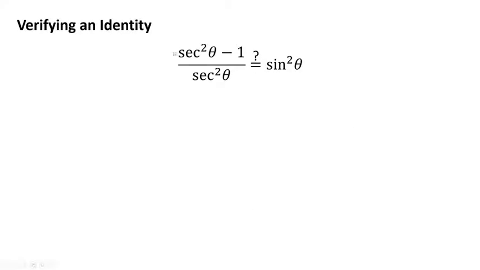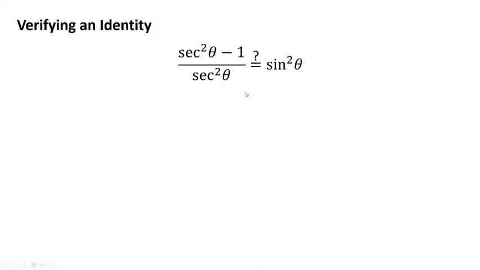So the thing is that when we're trying to verify an identity here, I'm assuming that this is the same as this for all values of theta. And in order to prove that, I'm stating this as a proposition. I'm actually not sure that this is true. That's why there's a question mark sitting above here.